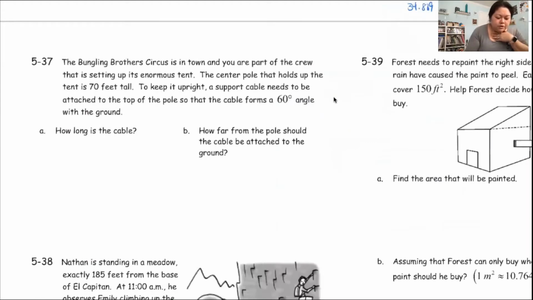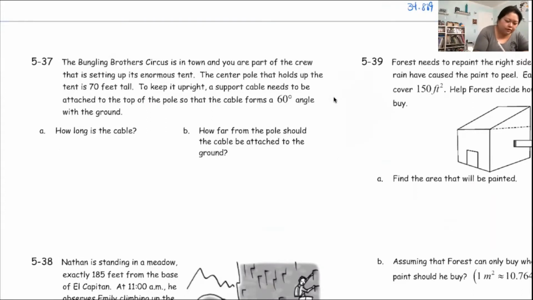The Bungling Brothers Circus is in town, and you're part of the crew that's setting up the enormous tent. The center pole that holds up the tent is 70 feet tall. To keep it upright, a support cable needs to be attached to the top of the pole, so the cable forms a 60-degree angle with the ground. How long is the cable?